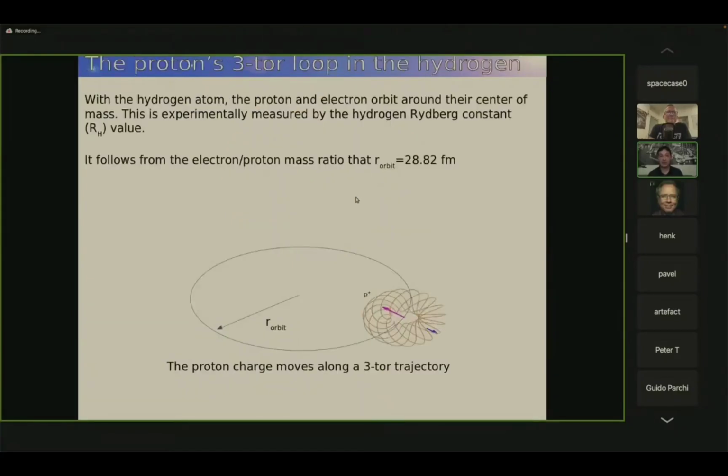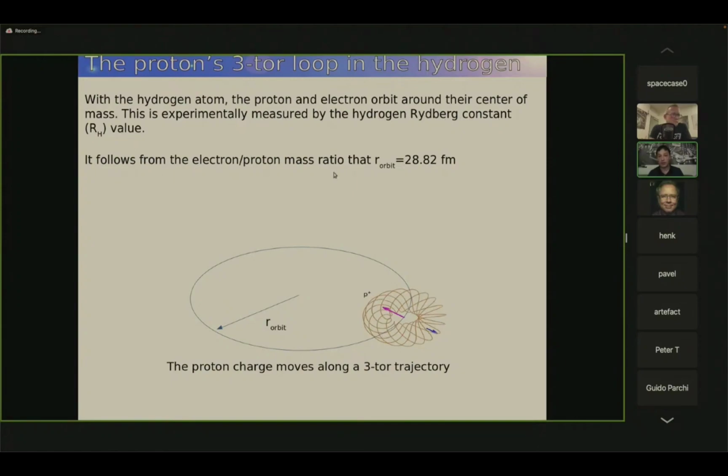Okay, now let's consider how the actual proton motion looks like in the hydrogen, keeping in mind that, as any particle, the proton also has a wave function, but it's much smaller. And it's well known that in the hydrogen, the electron is not moving around exactly around the proton, but the electron and proton move around their respective center of masses, like a sun and planets. And this fact that they move around their center of masses is actually experimentally measured in the hydrogen Rydberg constant value.